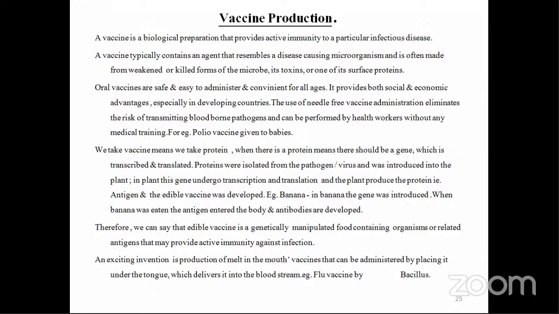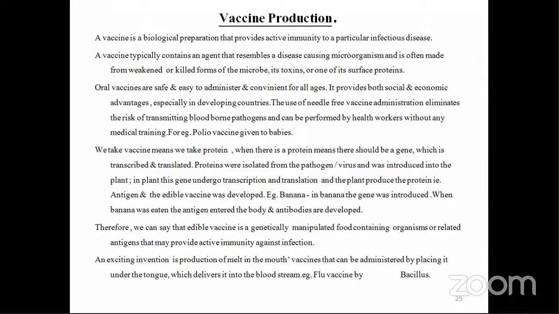Okay, so when the plant is growing itself, before that itself, when these genes are introduced, it transcribes and it translates and it multiplies, or it is present in the fruit. When we eat that fruit, then automatically the protein is entering into our body, which helps protect us from any type of disease or problems. Clear? Therefore, we can say that an edible vaccine is a genetically manipulated food containing organisms or related antigens that may provide active immunity against the infection.